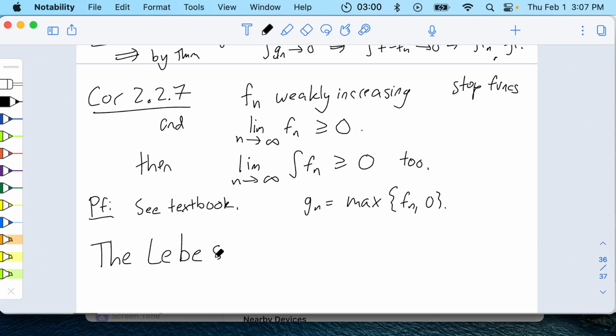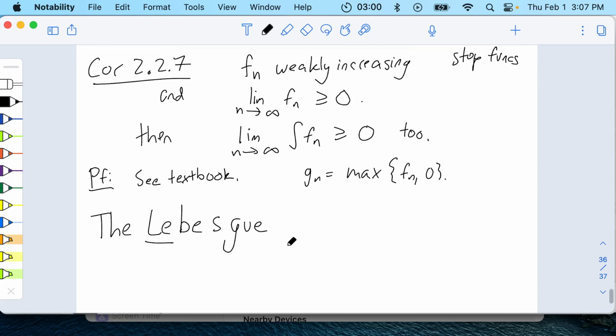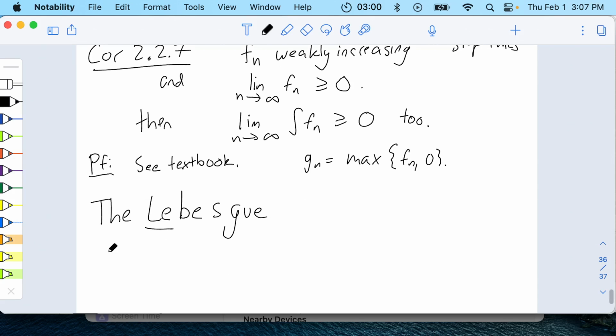You know, I've always wondered, what is a bègue? Because in French, le means the, so Lebesgue should be the bègue, but what is a bègue? I'll never know.